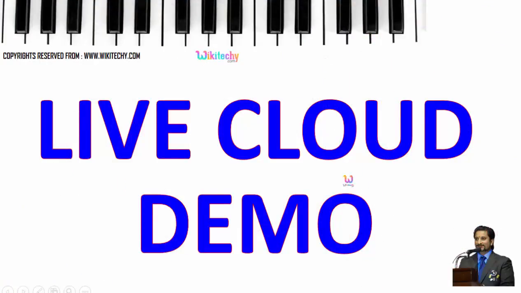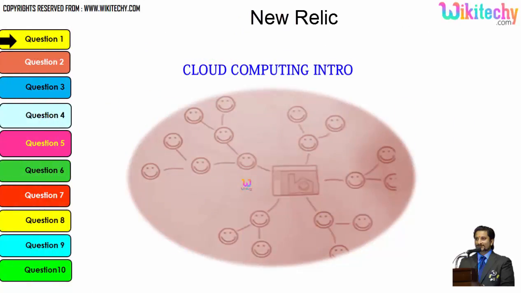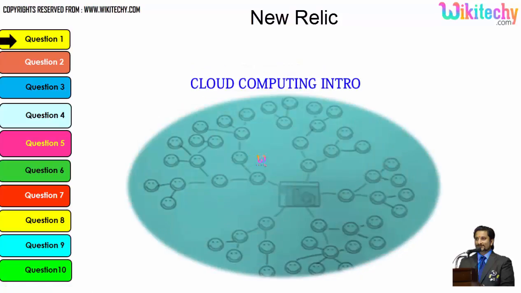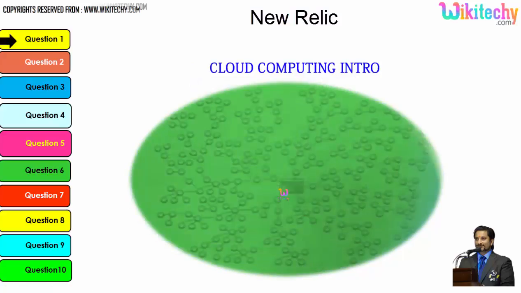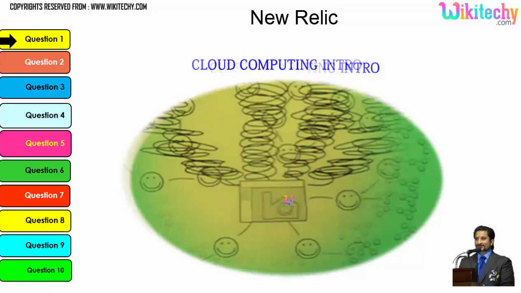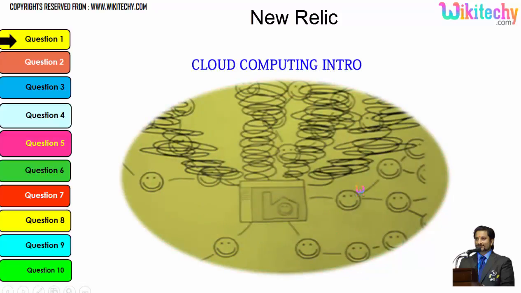So we are going to see the live cloud demo in this video. Let's talk about the cloud computing intro. See, this is a computer which is connected to the server, and this server is monitoring this computer. Once the network becomes bigger, the monitoring becomes tougher for this particular server. If more computers are added, the network becomes bigger and the monitoring system becomes really slow and tougher for us. There is a possibility that the network crashes or the server couldn't monitor particular networks.